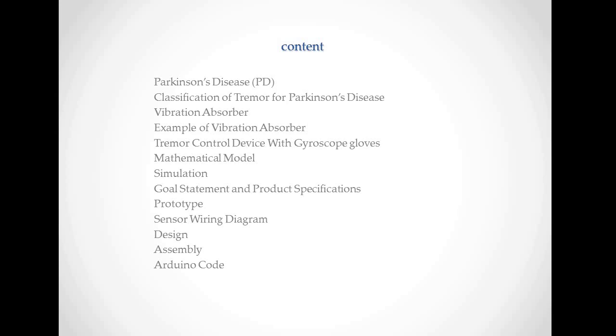is a background of the Parkinson disease and classification of the tremor for Parkinson disease. Vibration absorber, example of vibration absorber, tremor control device with gyroscope gloves, mathematical model, simulation, goals, prototype, sensor wiring diagram, design, assembly, and Arduino code.